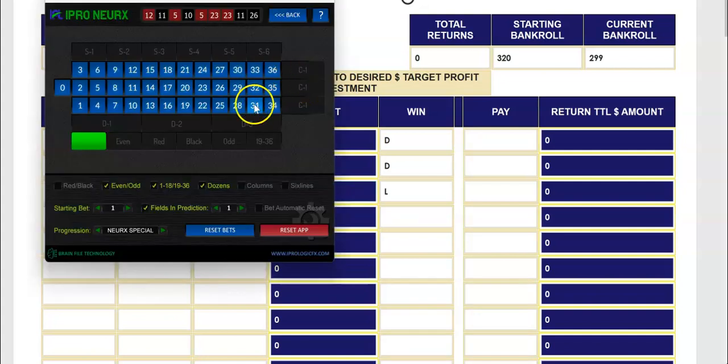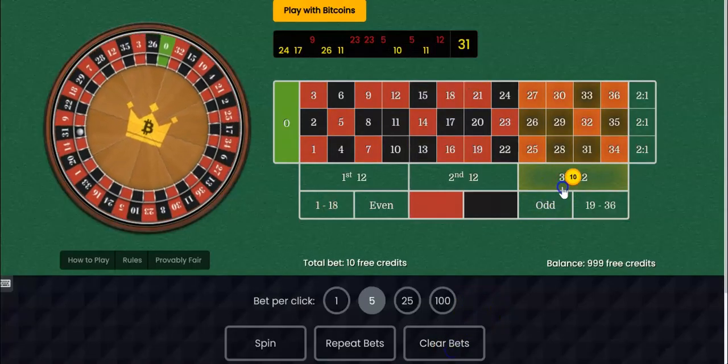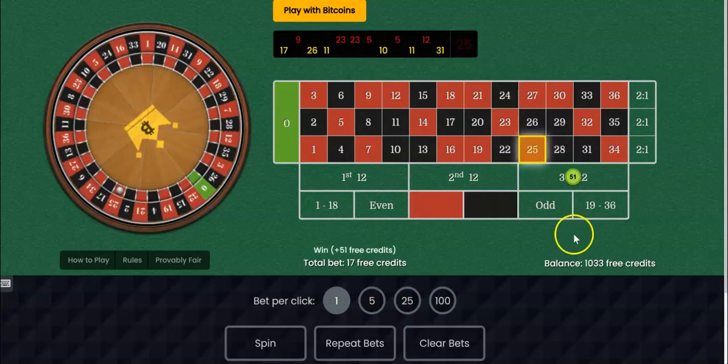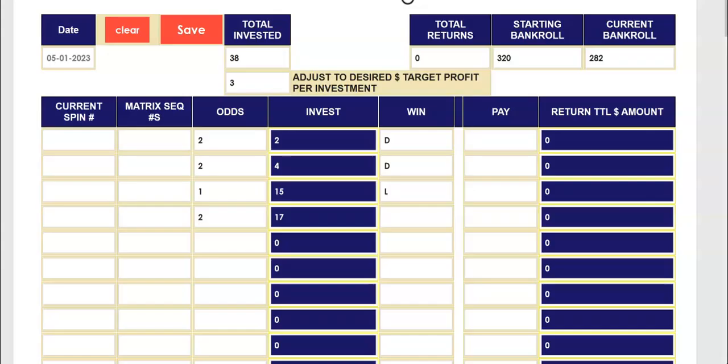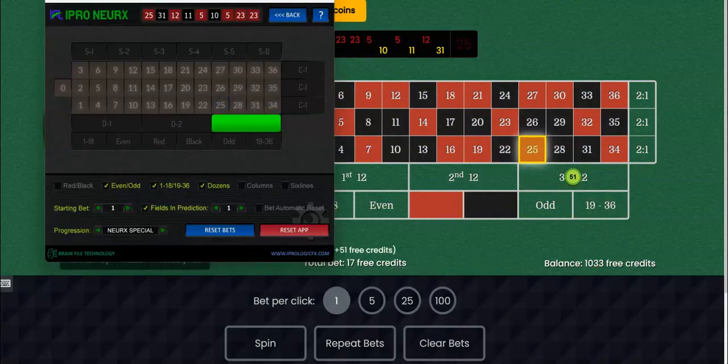Let's see. Dozen. So we're going to put in 2. It says only 17. Here, look at your bankroll. Win, because 1, 2, 3, 4. 4 times 3 is 12. So 320 plus 12 is 332. So we're at 333. And that shows that this is the power of using the calculator with this program.